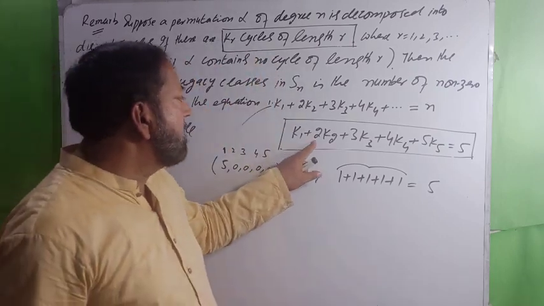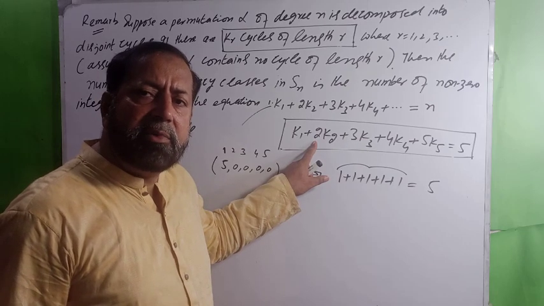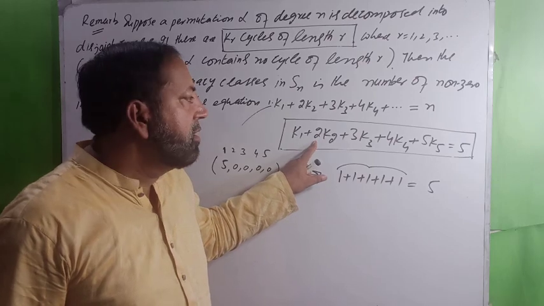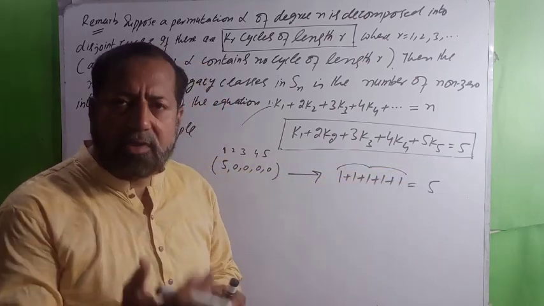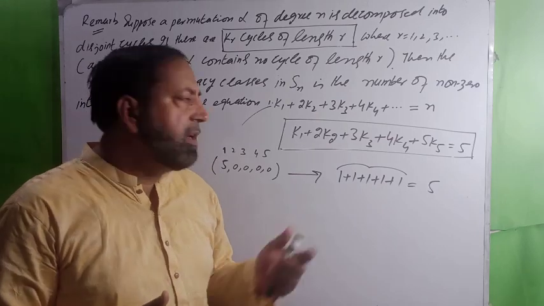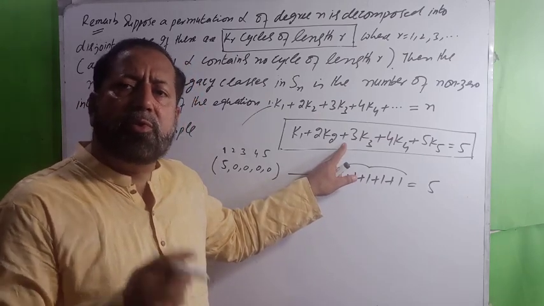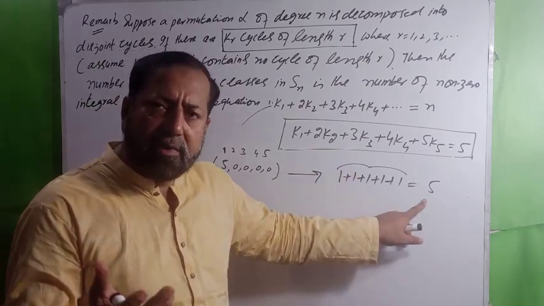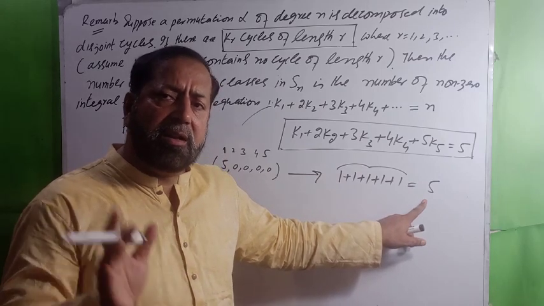So the number of solutions of this equation is in fact the number of unordered partitions of 5, which in fact is equal to 7. So we will prove that we have 7 non-zero solutions of this equation. The rest of the work we already have done in our last lecture, so you can see that lecture.